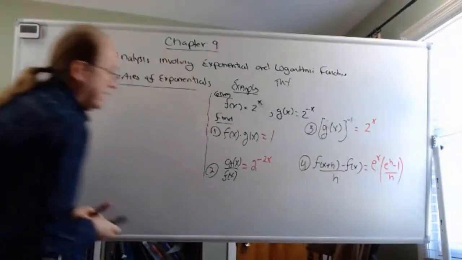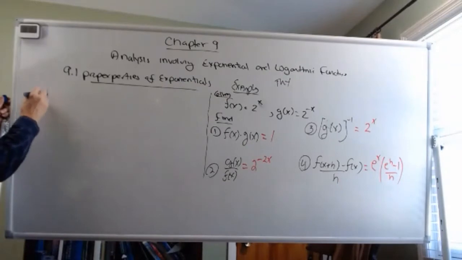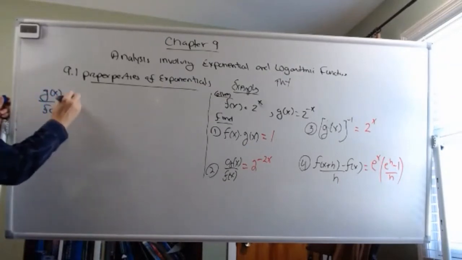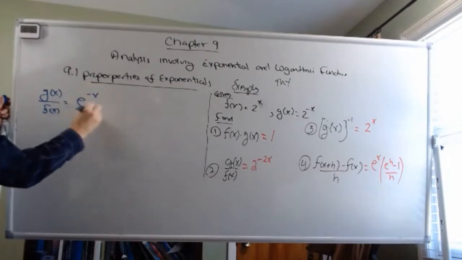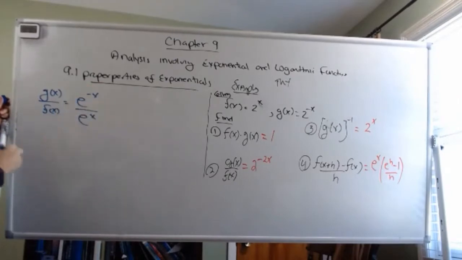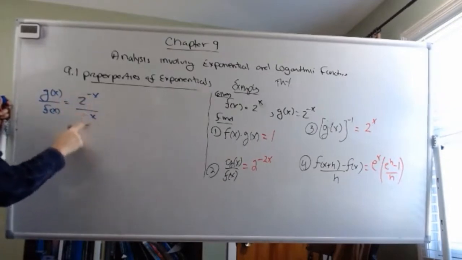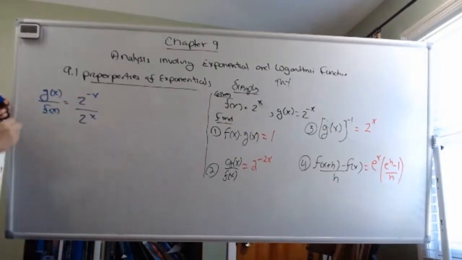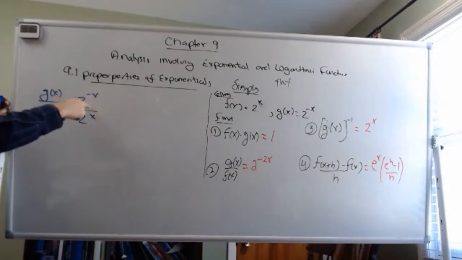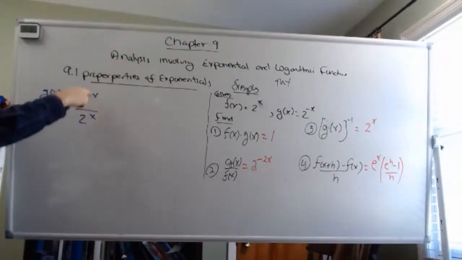And what do I have? So I have my g of x over f of x. So it's e to the negative x over e to the positive x. Well, not e, 2. I'm so used to using e's. It's natural for me to use e, it's a natural exponent. But what I have is the same base, different exponents.